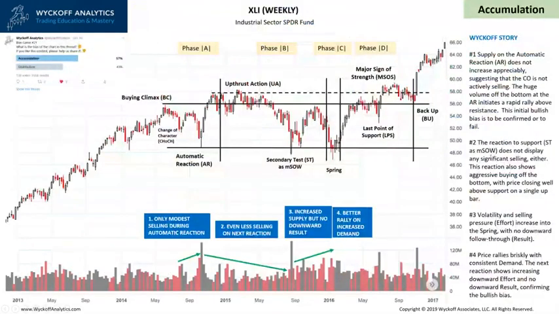So let's see. Okay, let's look at this first. Let's look at the solution. So this was the industrial ETF XLI. Twitter guessed it correctly, analyzed it correctly. Good number of votes right there. Let's look at the labeling here.